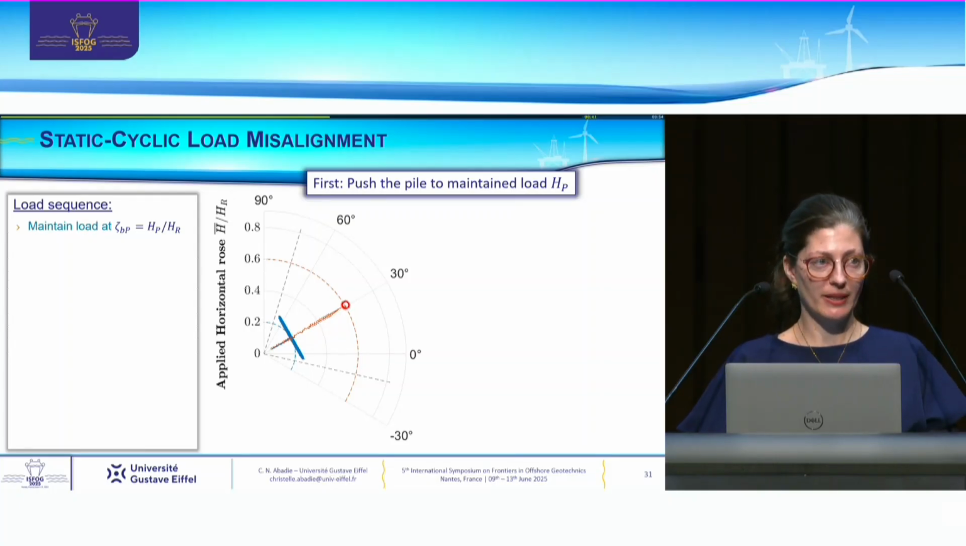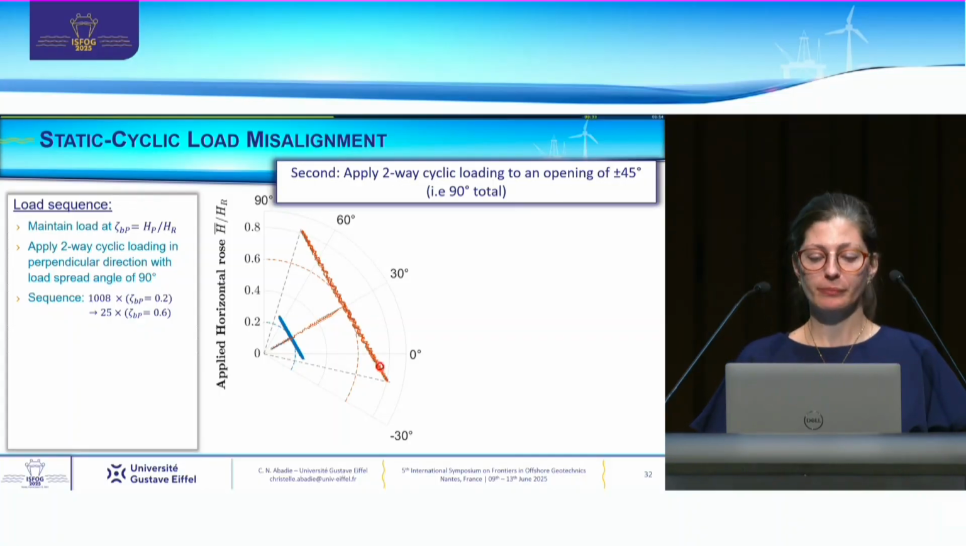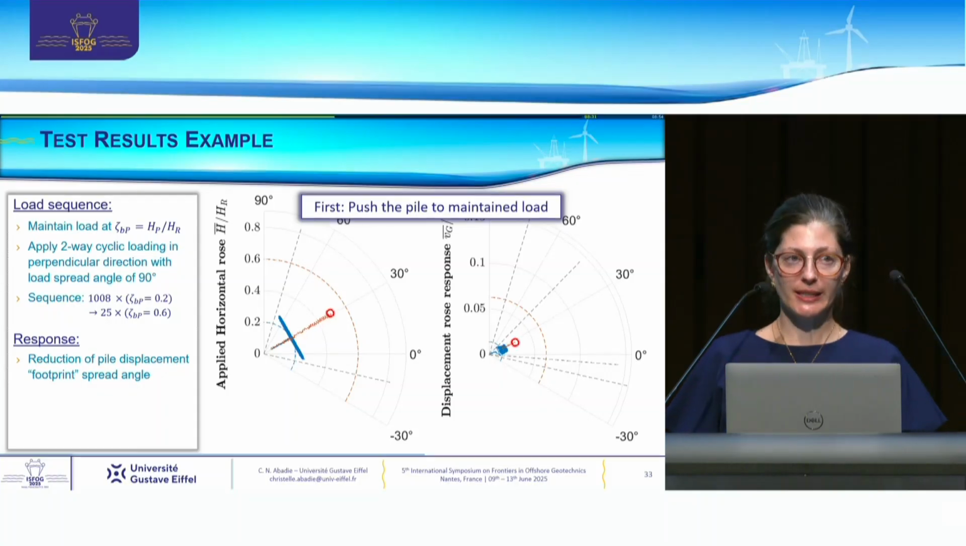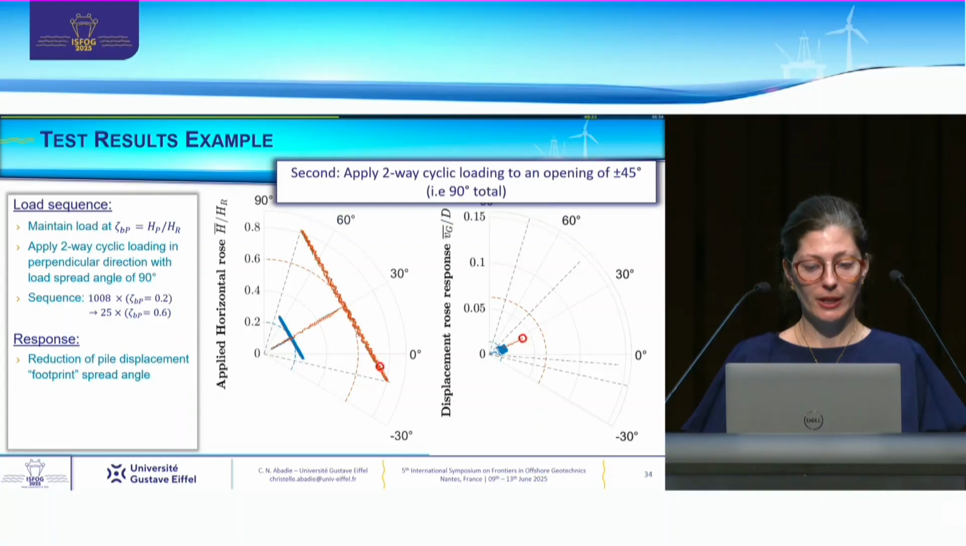Then I'm going to be maintaining this load, and then I'm going to be applying two-way cyclic loading in this manner. And this is a cross test. When I'm doing this cross test, this is a displacement that I'm obtaining also in the 2D space. First, I'm pushing the pile, and I'm maintaining the load. And then I'm doing two-way cyclic loading.